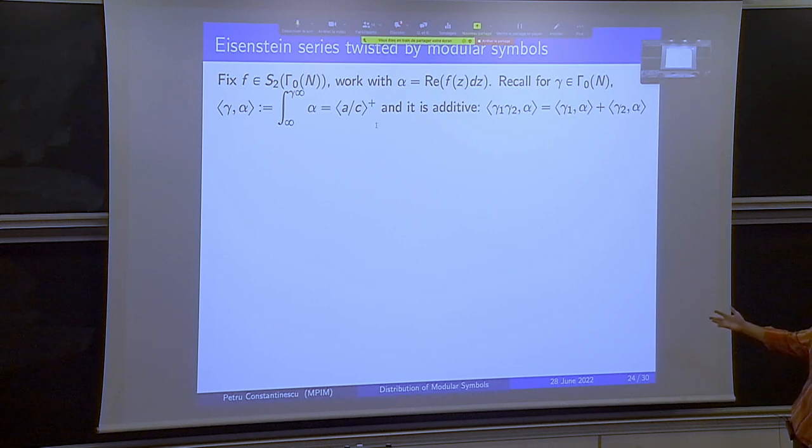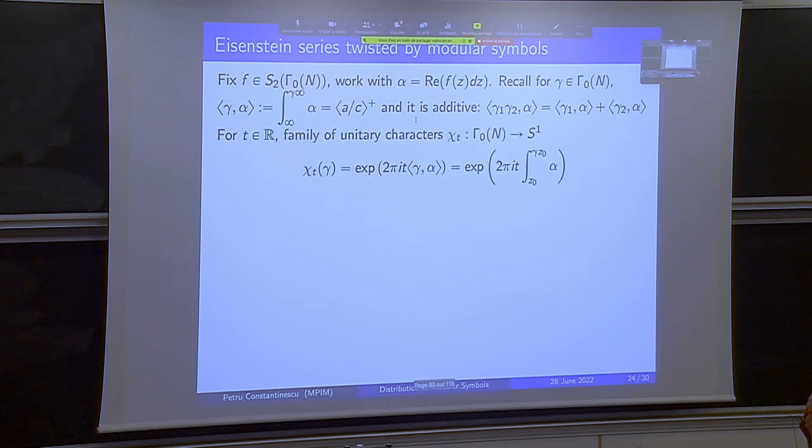So as I implied before, because we have this additive map, we can think about unitary characters, because these are real. So if we fix the parameter t, we can define a unitary character just given by modular symbols. Because this pairing is a real number.